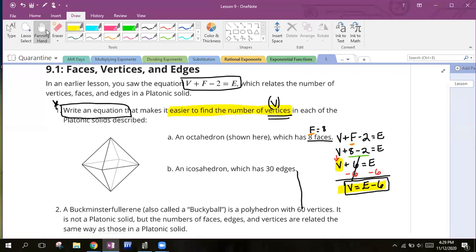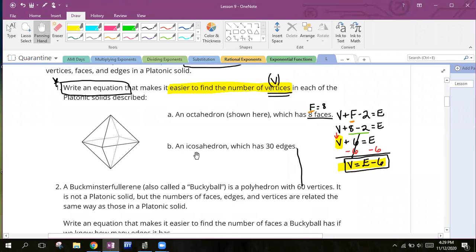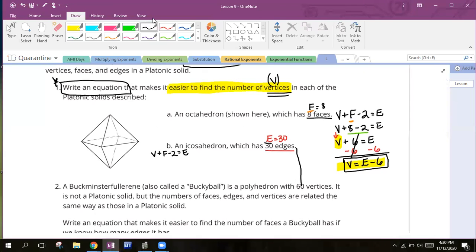All right, let's look at part B. It says an icosahedron, which has 30 edges. So this time it told me my variable for E, which is 30. You're going to have to write really small on this one. They didn't give you a lot of room. So I'm going to take my equation that they started with, V plus F minus 2 equals E. I have an equation. I have a variable. What can I do? Substitute. Okay, so everywhere I see an E, I'm going to substitute it for 30.